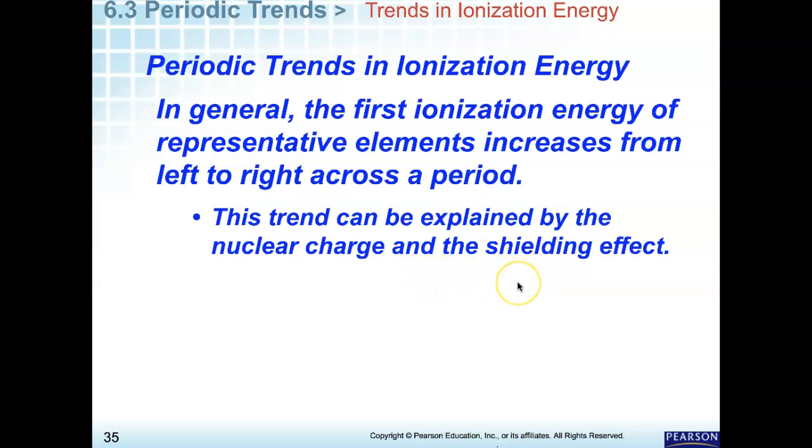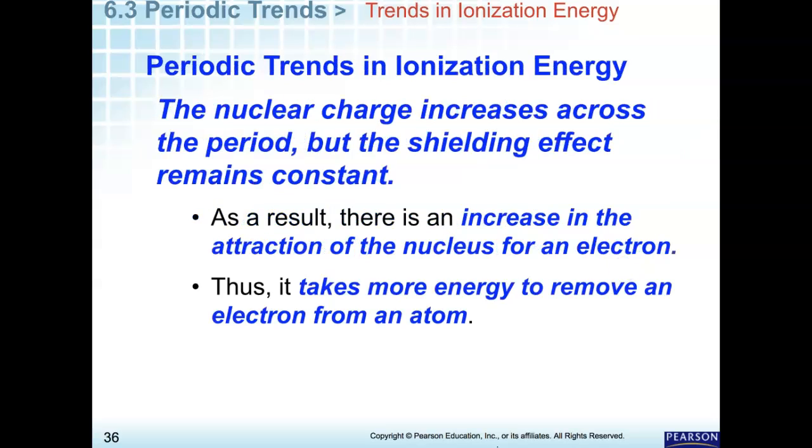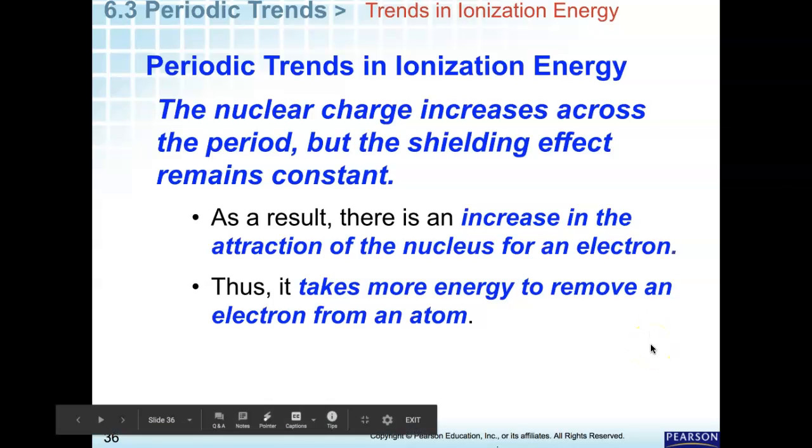It has no effect. But we are increasing the nuclear charge by 1 as we go across, because you're getting 1 more proton for every atomic number higher you're going. Because of that, you have a greater nuclear charge. It's holding the electrons in tighter, making it more difficult to remove the electron. So as a result, there's an increase in the attraction of the nucleus for an electron, and it takes more energy to remove.